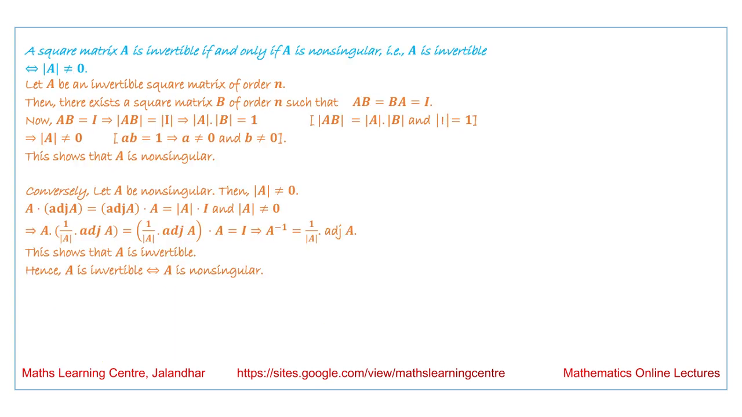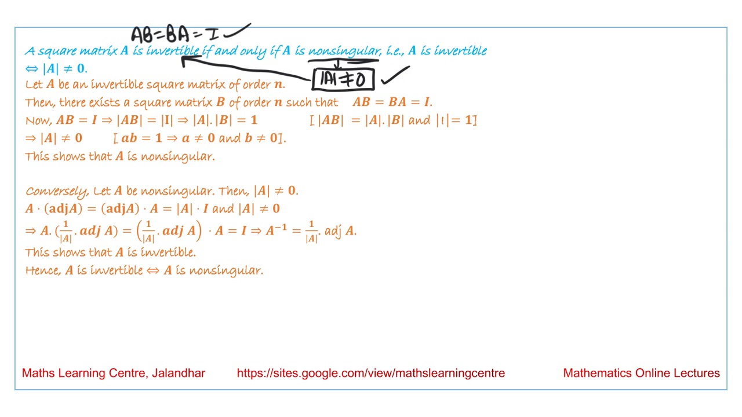Next, a square matrix A is invertible if and only if it is non-singular. Non-singular means determinant of A is not equal to 0. So we are saying if determinant of A is not equal to 0, then the matrix is invertible. That is, we can find another matrix B such that AB = BA = I. And if this condition holds, then it means that the determinant of A is not equal to 0.